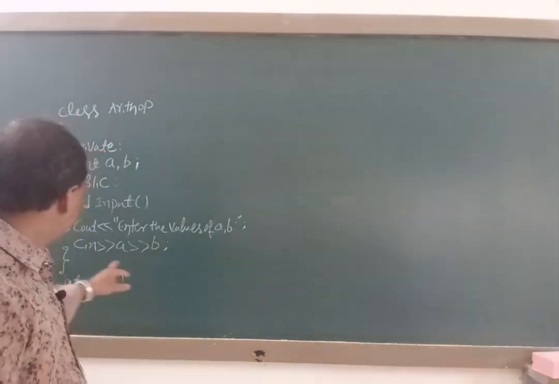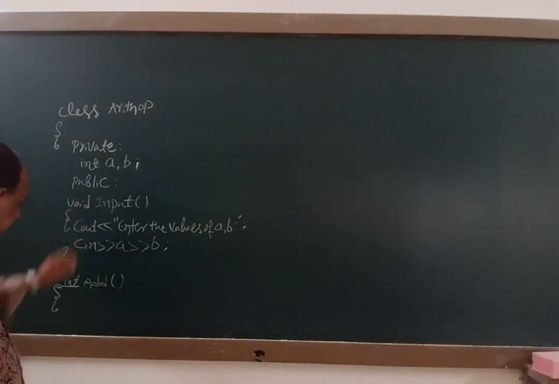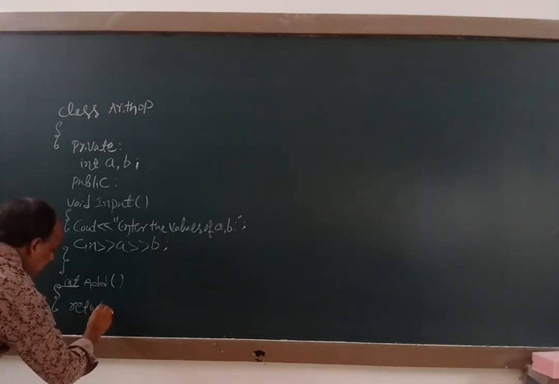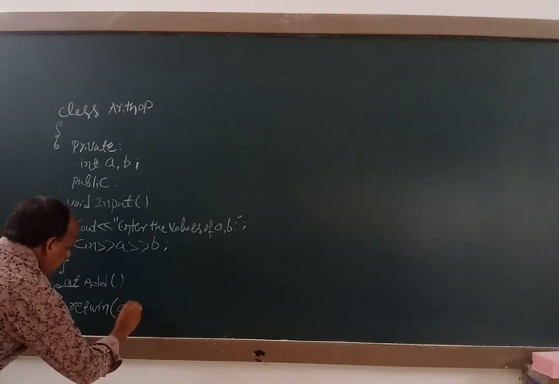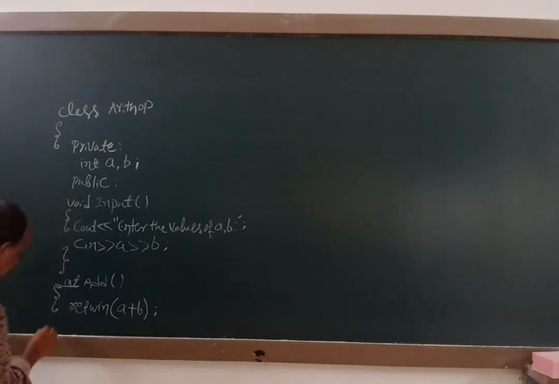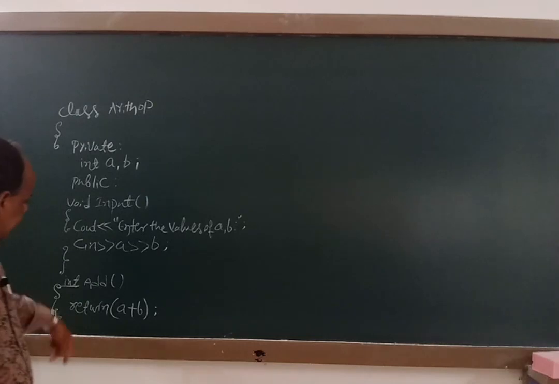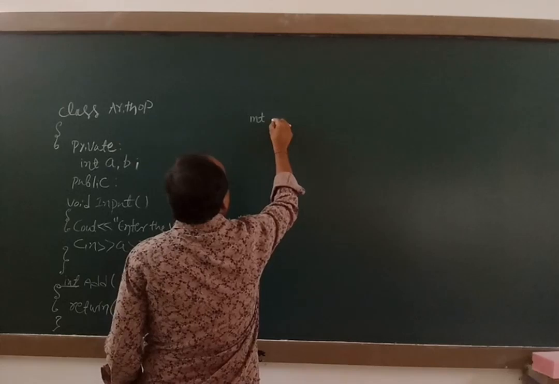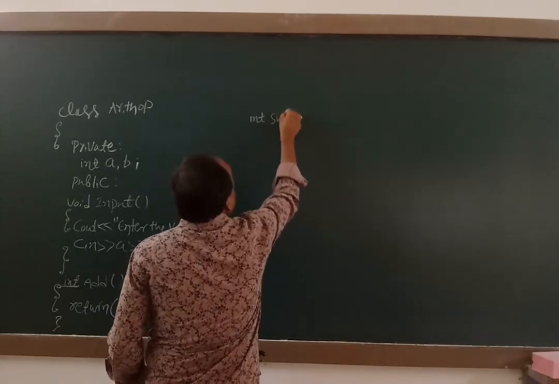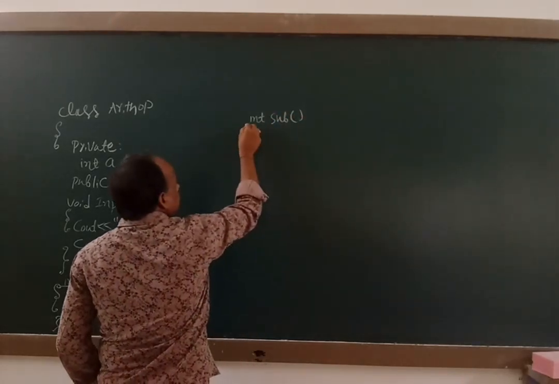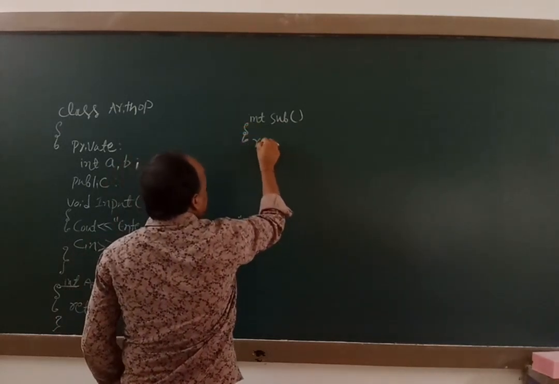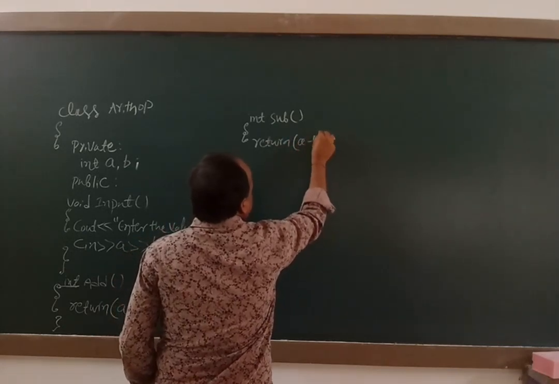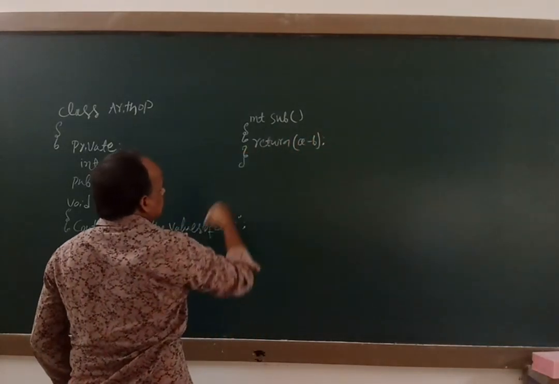That's why I am taking void, right? So int add function returns a plus b, close it. Now addition is over. Write one more function, that is int sub for the subtraction purpose, take another function and return a minus b, close the subtraction function.